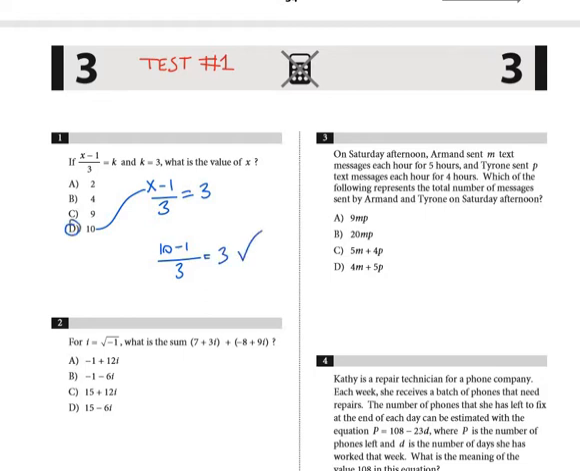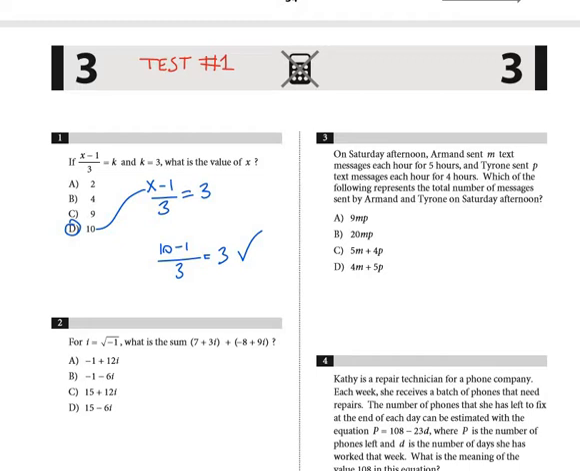Here you're going to use the plug-in method. So you're going to try 10. If it didn't work, you would use 9, 4, and 2. It would be easier and faster than solving for x. Let's say you didn't remember the plug-in method, then you would do cross multiplication and then solve for x.